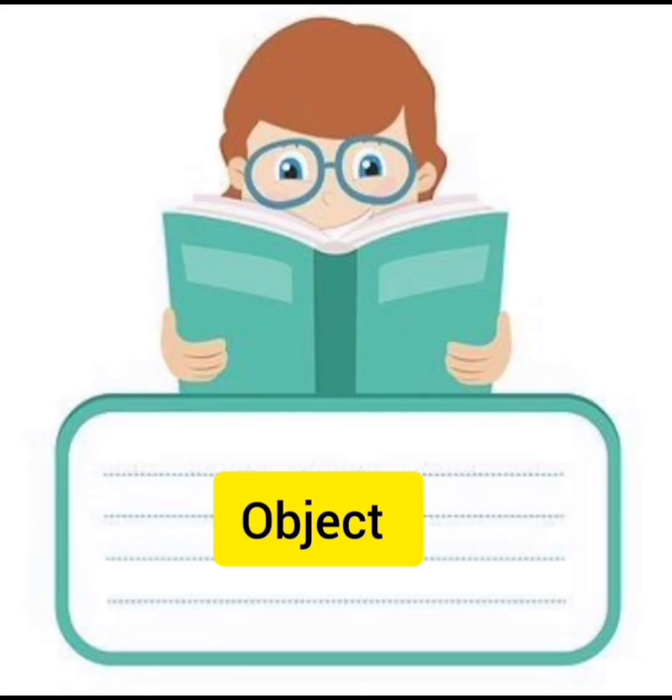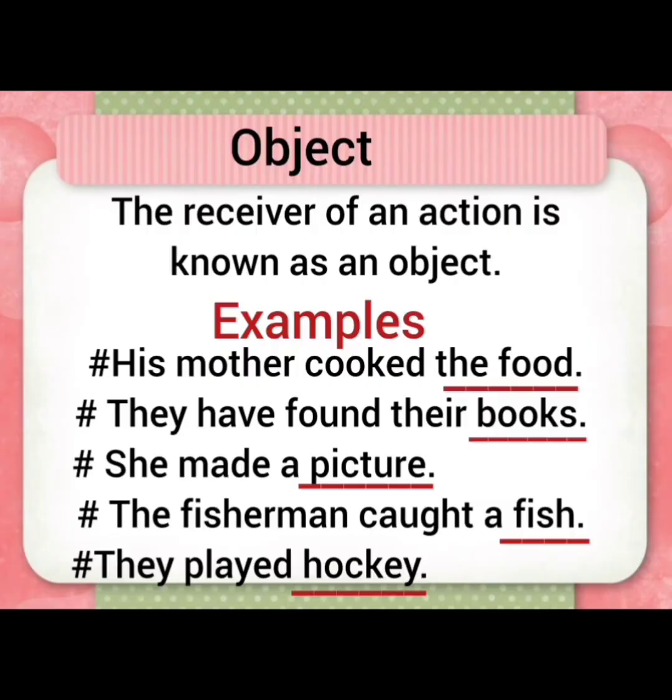The next one I have is object. The receiver of an action is known as an object. For example, his mother cooked the food. His mother is the subject in this sentence. Cooked is the verb and the food is considered as the object.